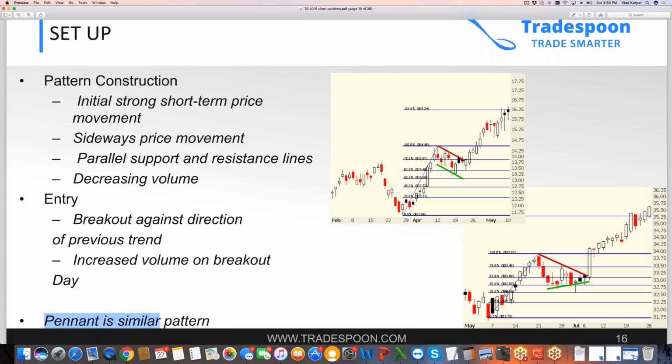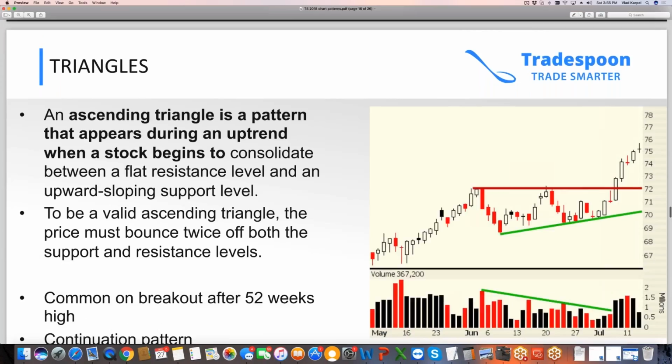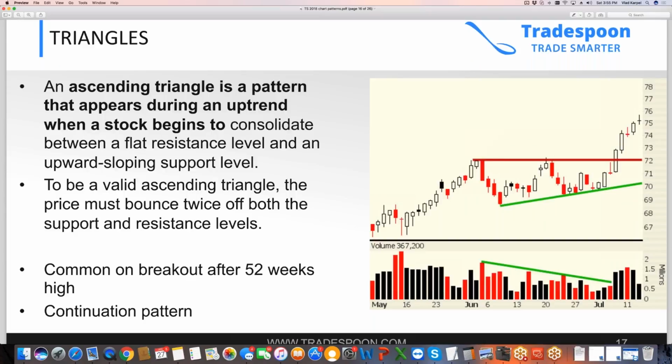Another similar pattern is the pennant, right? You see this pattern where you have a longer consolidation, could be a couple weeks, and then you have a strong move to the upside. Then after flags, the other common pattern that everybody follows is the ascending triangle.